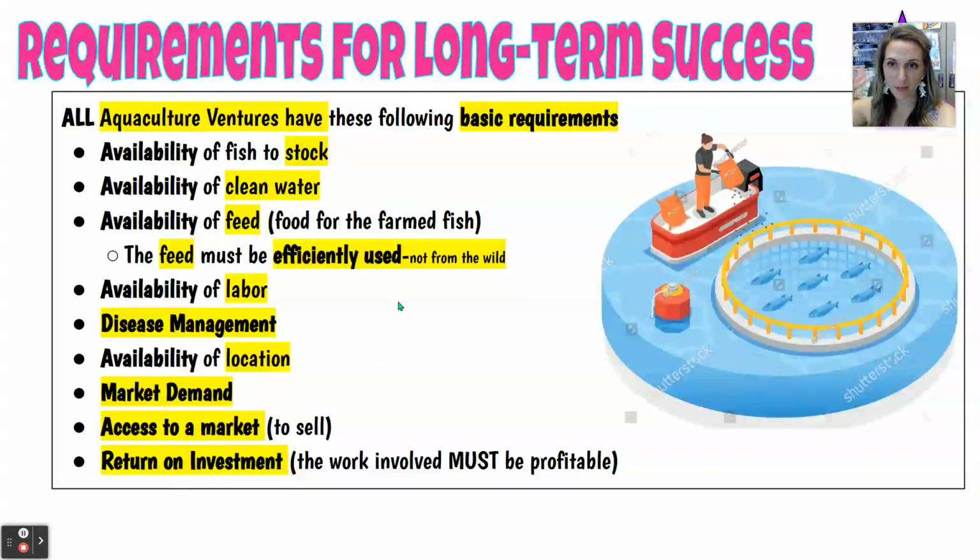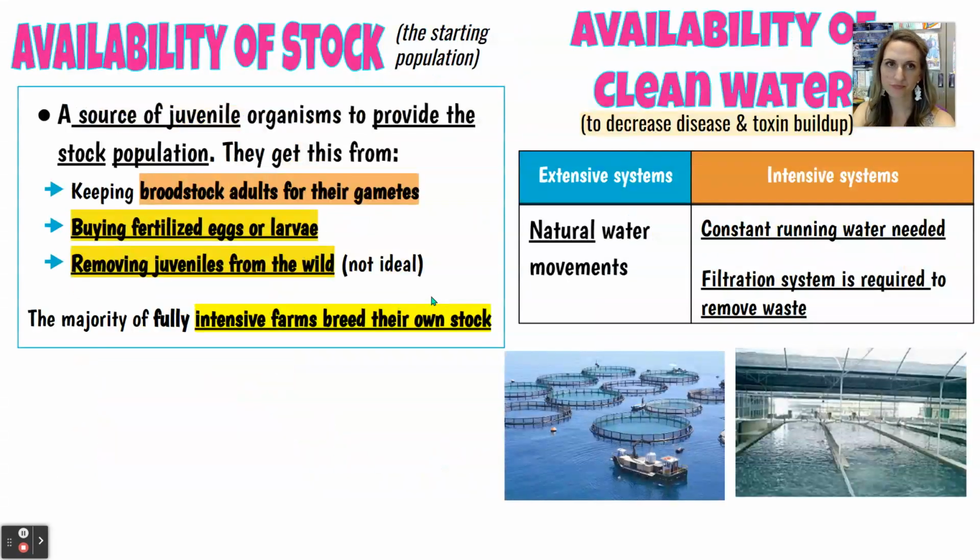Having labor that's available, because not anybody could just do this, you should be trained. Disease management, we need to have a location that's available. Demand for that species that is being farmed. Access to a market to actually sell it. And sometimes international laws will stop this from happening too. And then some ROI, return on your investment.